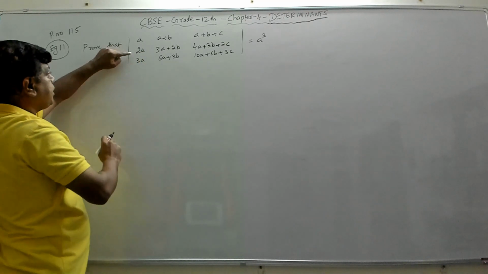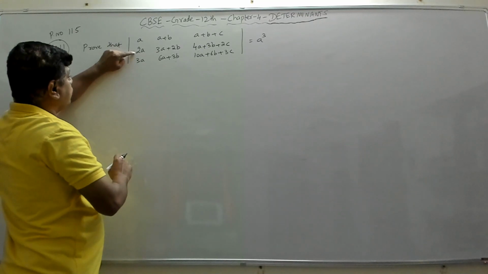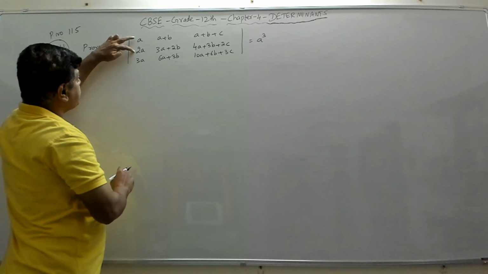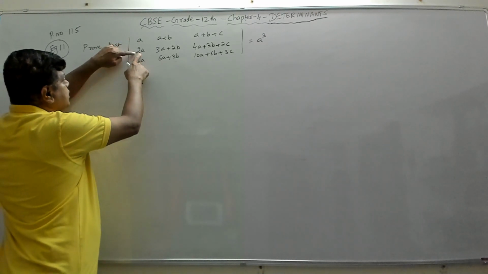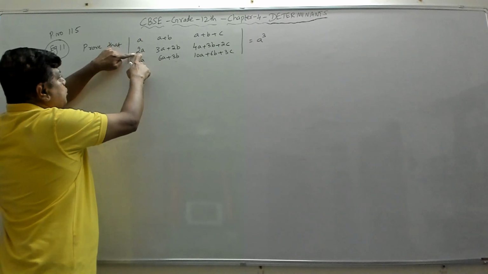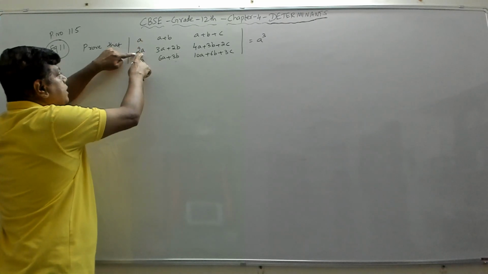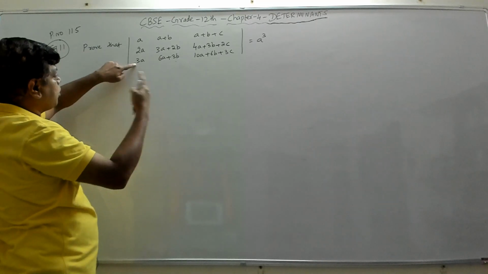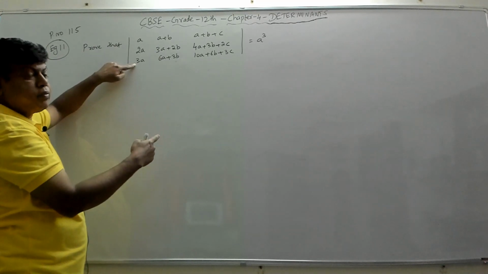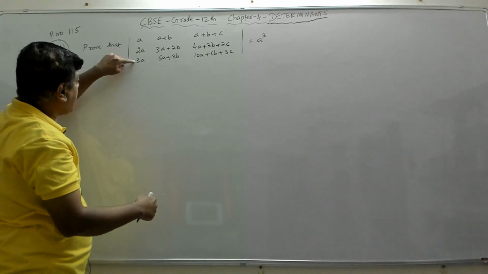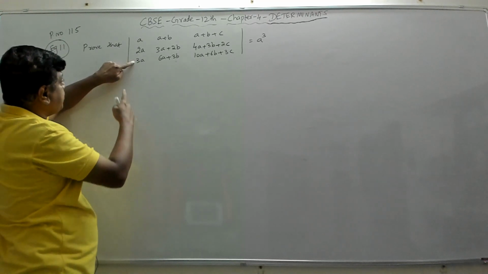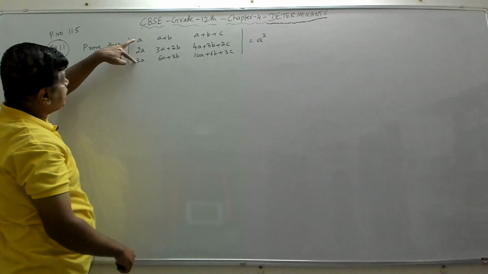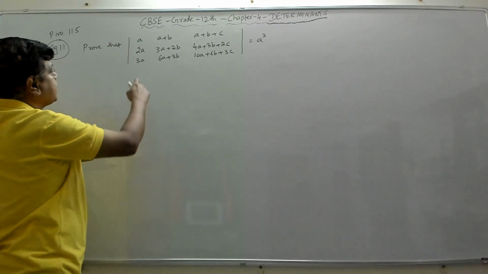This element, in the R2 position, can be made 0 by doing R2 minus 2 times R1. 2a minus 2 times a will make this 0. Similarly, I can make this 0 by applying the 6th property: R3 becomes R3 minus 3 times R1. 3a minus 3 times a will make this 0.